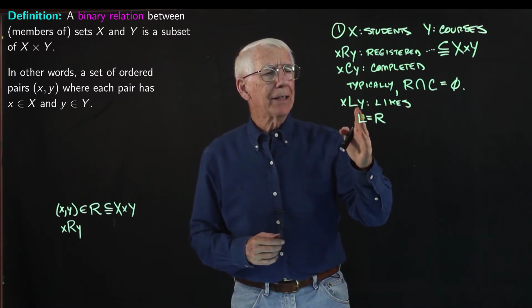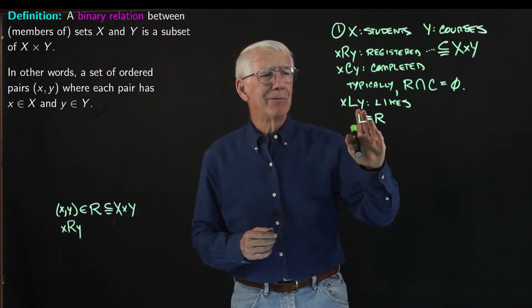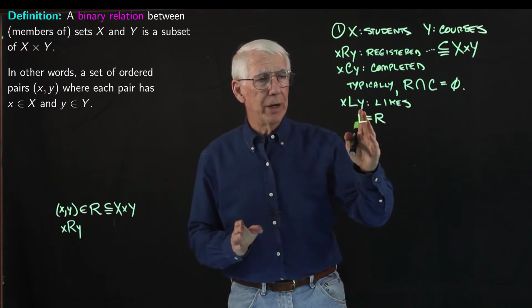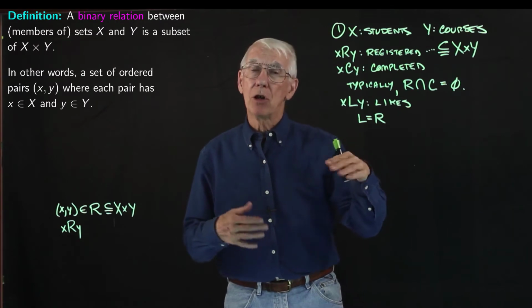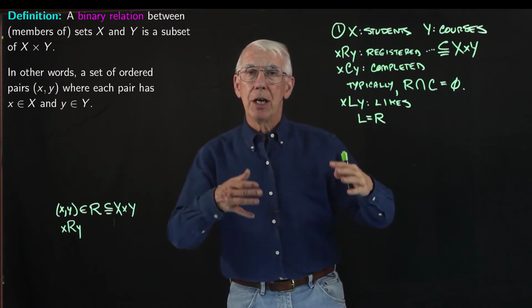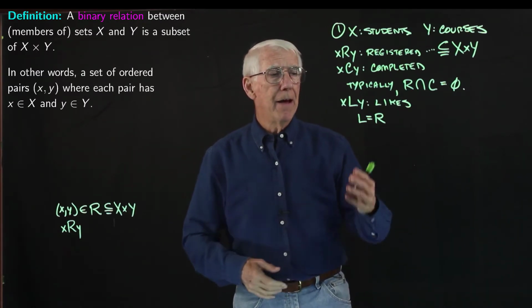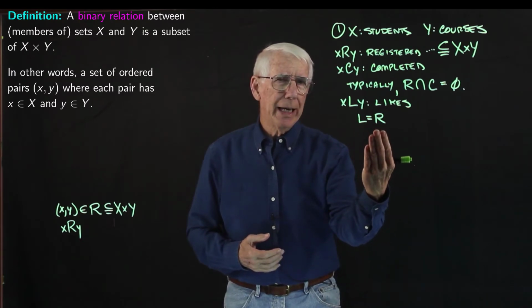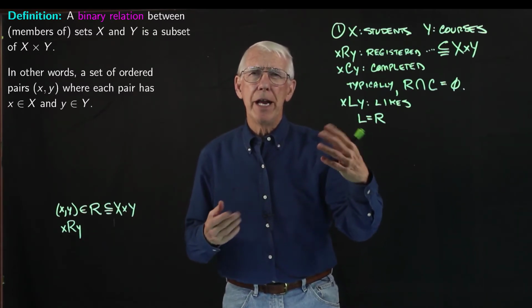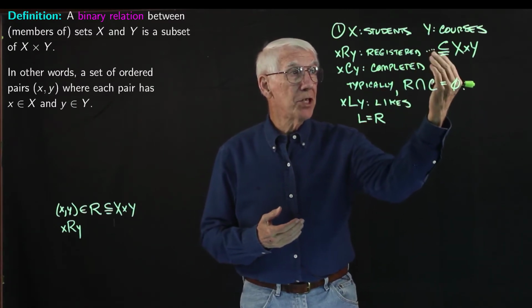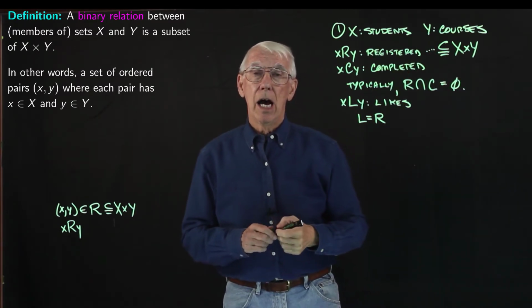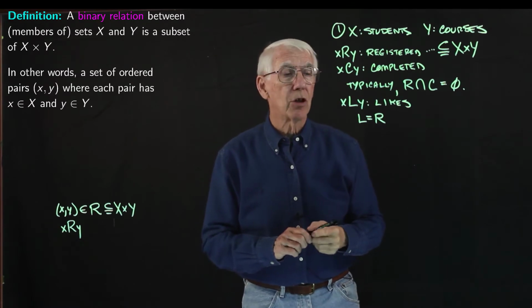Here, liking the course isn't really the same as being registered for the course, but the fact that the relations are the same, coincidentally, the students like the courses they're registered in, makes these the same relation, even though they have different names. Conceptually they're different, but they're the same subsets of the cross product X cross Y.